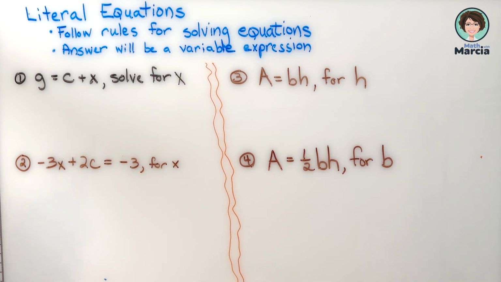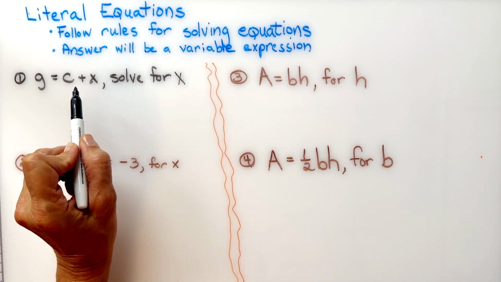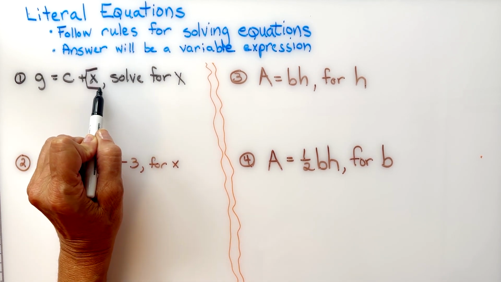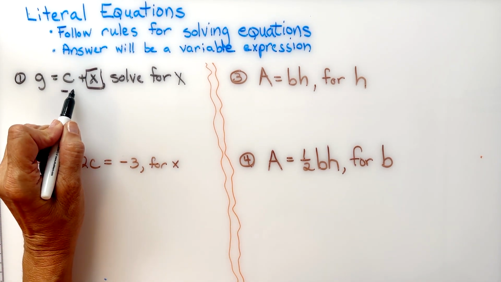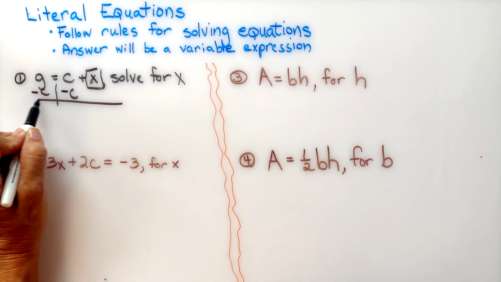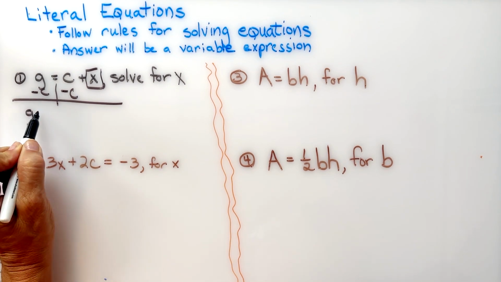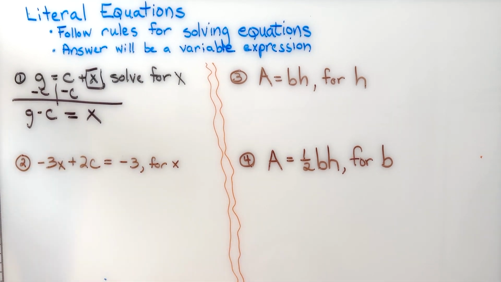So for number 1, it says g is equal to c plus x, and I want to solve for x. So that means I must get x alone. In order to do that, if I were solving an equation, I would subtract c from both sides of my equation, and that gives me g minus c is equal to x. X is alone. We can see that the c's cancel out there. That is your answer for number 1. G minus c is equal to x.